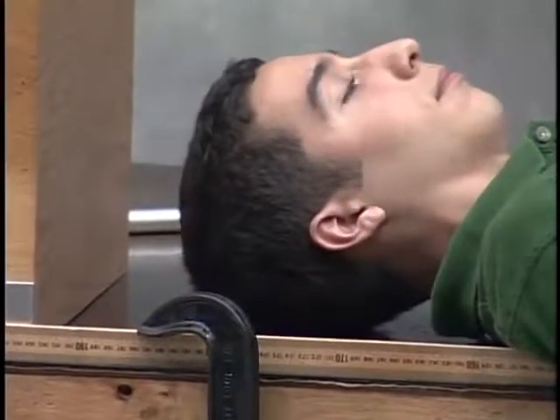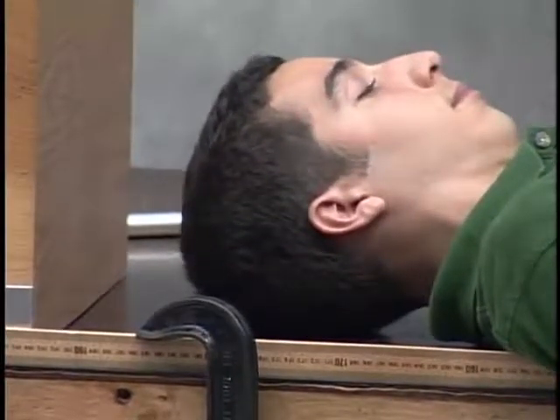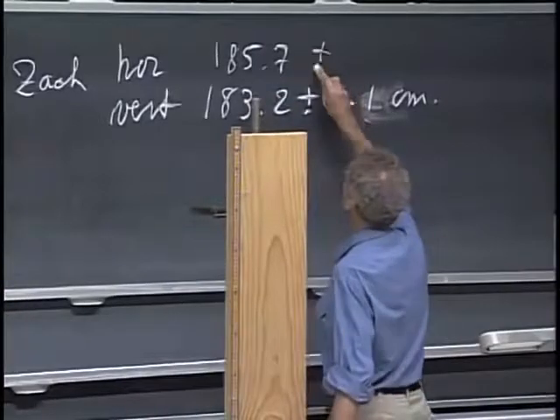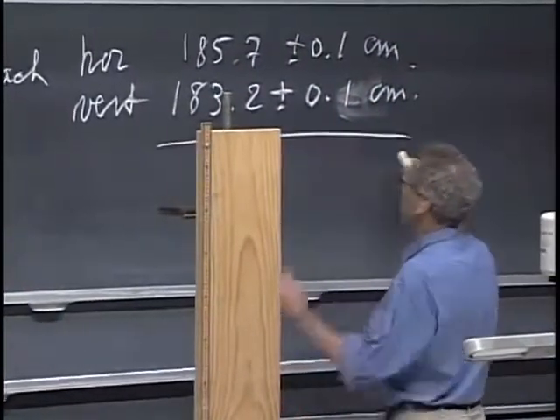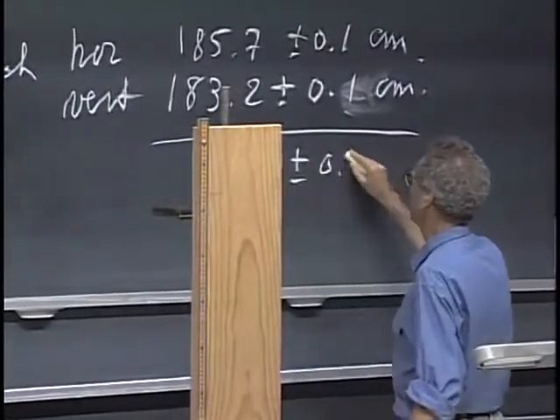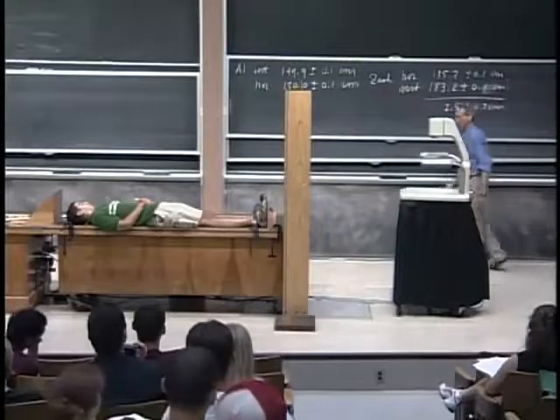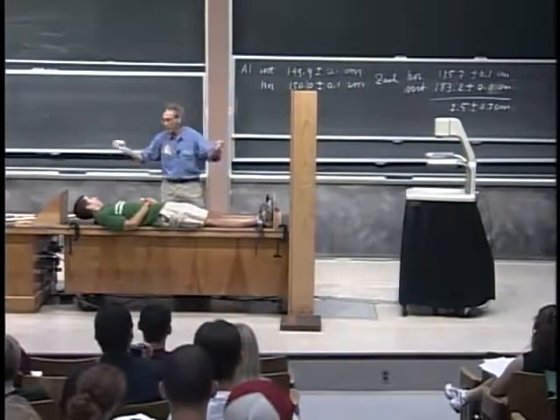185.7 plus or minus 0.1 centimeter. I want to first make the subtraction, right? That is 2.5 plus or minus 0.2 centimeters. You're about 1 inch taller when you sleep than when you stand up. My grandmother was right. She's always right.